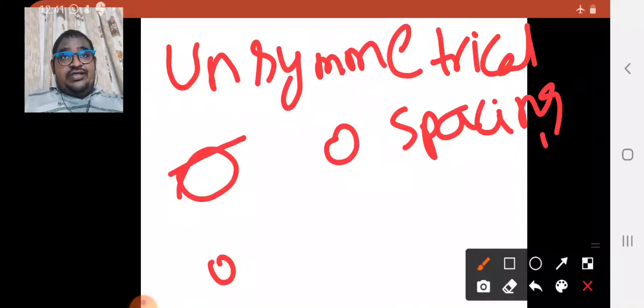In order to avoid that, we do the transposition. We do transposition in the sense that we regularly need to change the positions of the three conductors. So just keep this topic in mind, that is transposition. I will discuss this transposition next class.